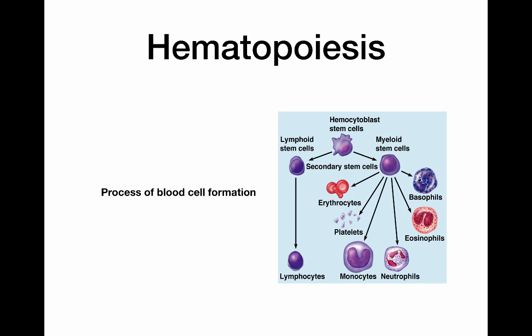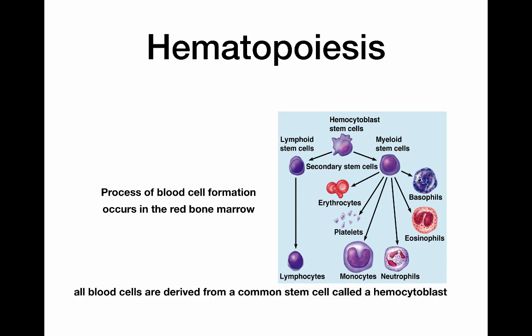All right, so again, this process of making blood cells from that hemocytoblast is called hematopoiesis. Hemato means blood and poiesis means to make. So the process of making blood occurs in our red bone marrow. And all of the blood cells are derived from that common stem cell, called a hemocytoblast. It's that one at the top again.